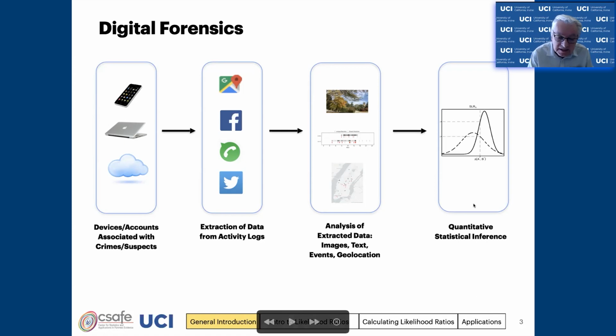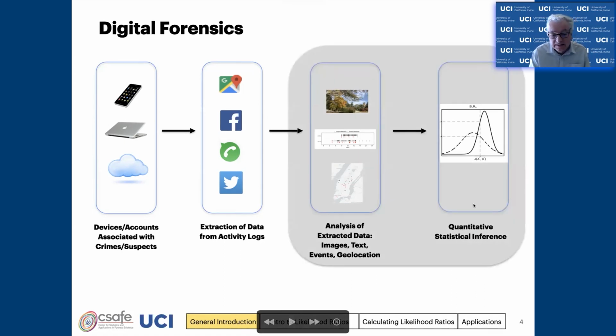Next slide, Rachel. And we're interested in the right-hand side of this picture. As the data is extracted, images, text, events, geolocation, how can we analyze this data? In particular, what we'll be talking about today is how can we do quantitative statistical inference in the form of likelihood ratios to answer questions of interest.